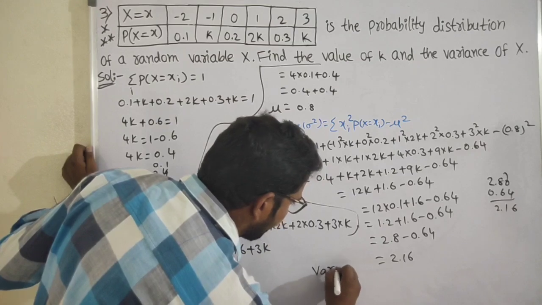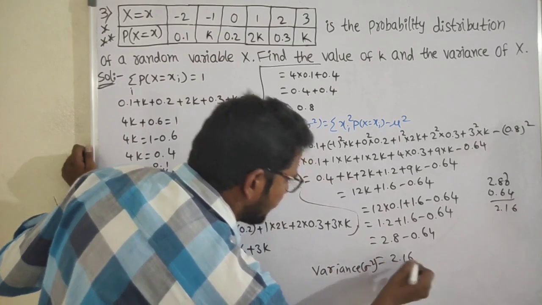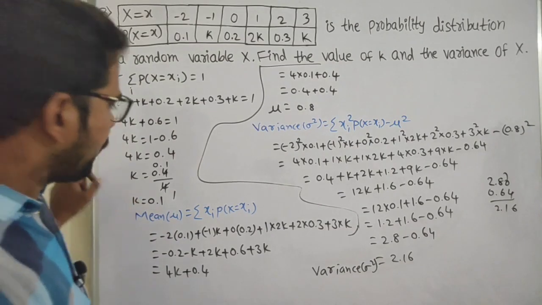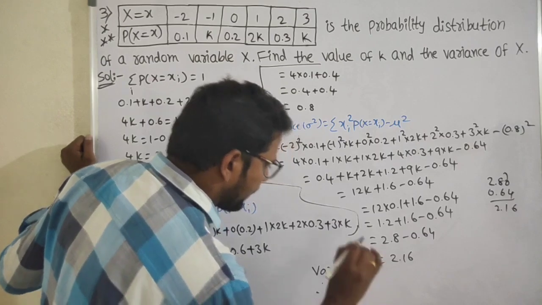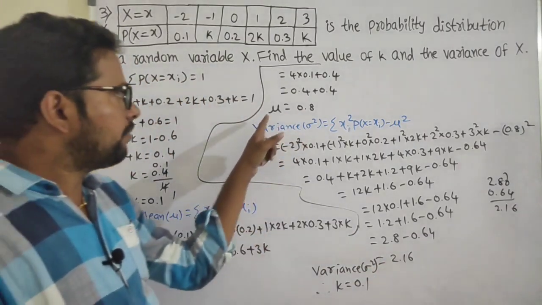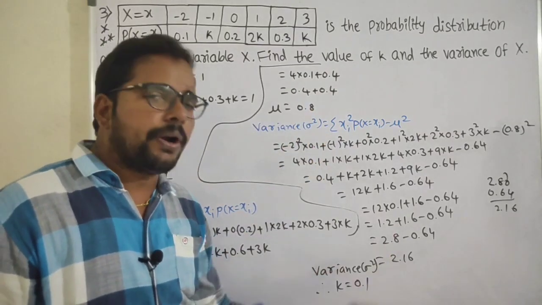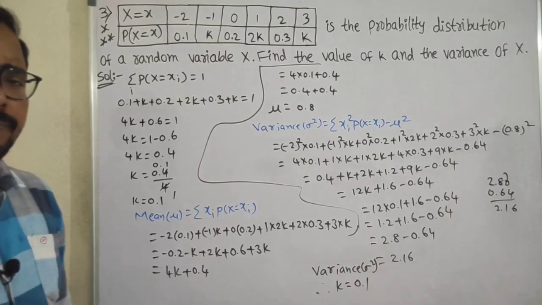Variance sigma square is equal to 2.16. Therefore k is equal to 0.1, and mu, the mean, is equal to 0.8, and the variance is equal to 2.16. This is the solution of the third question.